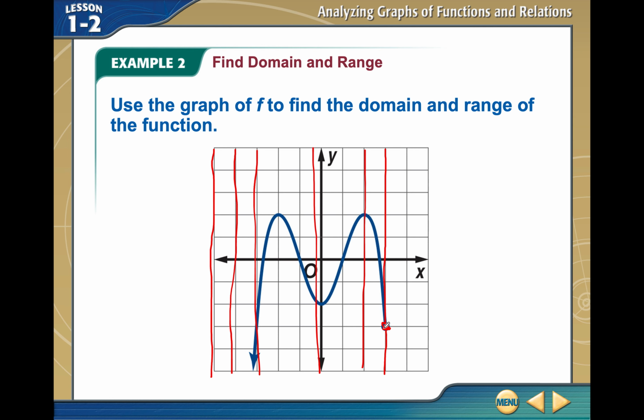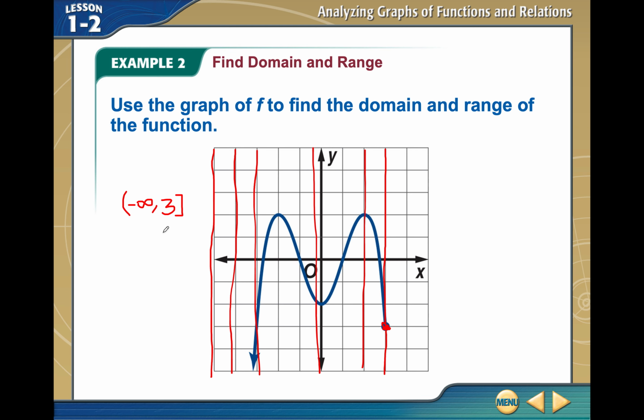Since this point is not an open point, it's a closed point, I know that 3 is included. Because 3 is included, I need to write it in interval notation as a square bracket. So my domain will be open bracket, negative infinity, 3, and square bracket. So that's my domain. This is one method to find the domain.